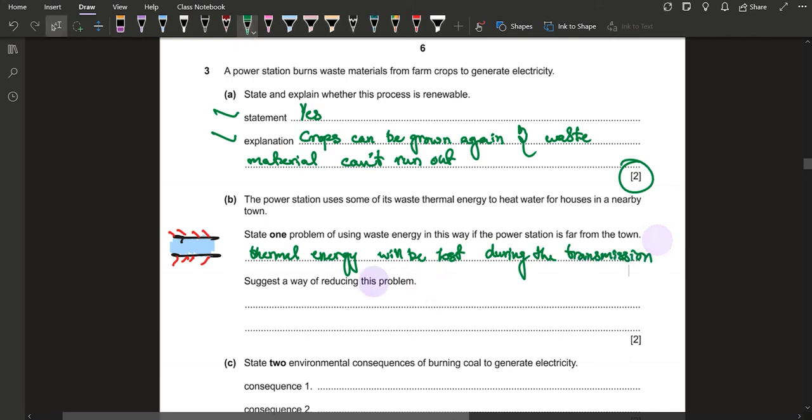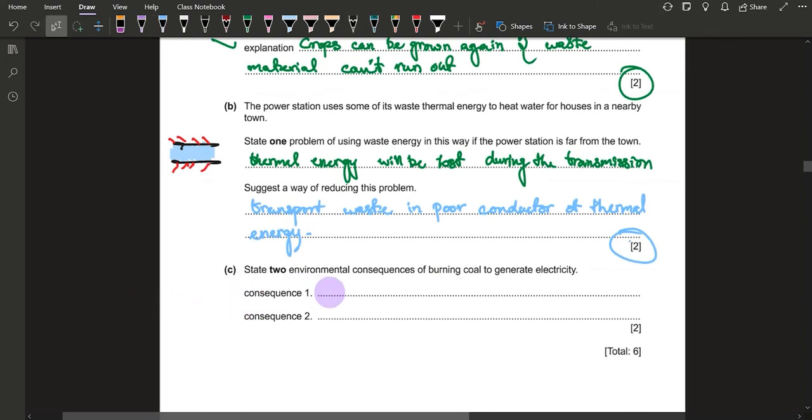The same question says, suggest a way of reducing this problem. So what we can do is use a poor conductor of thermal energy and transfer the waste from there. So transport waste and poor conductor of thermal energy. And we'll get 2 marks for this.